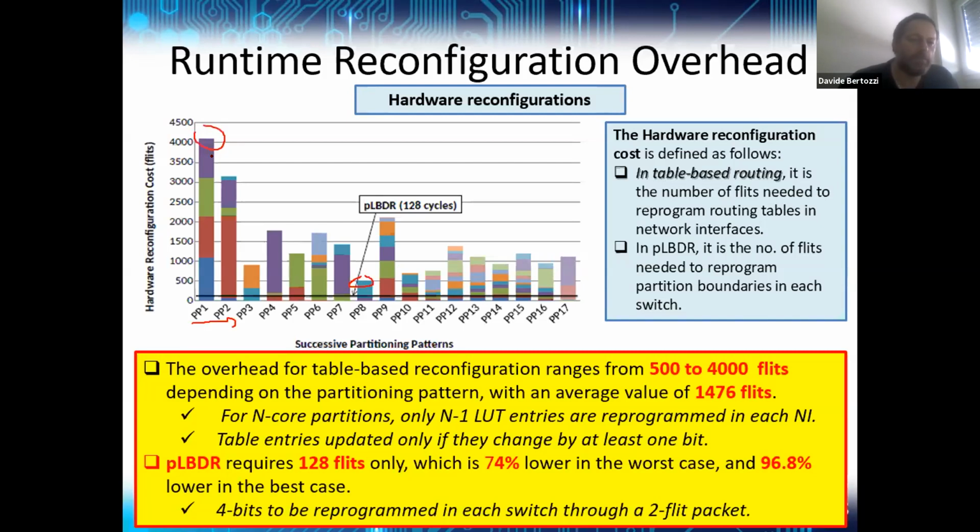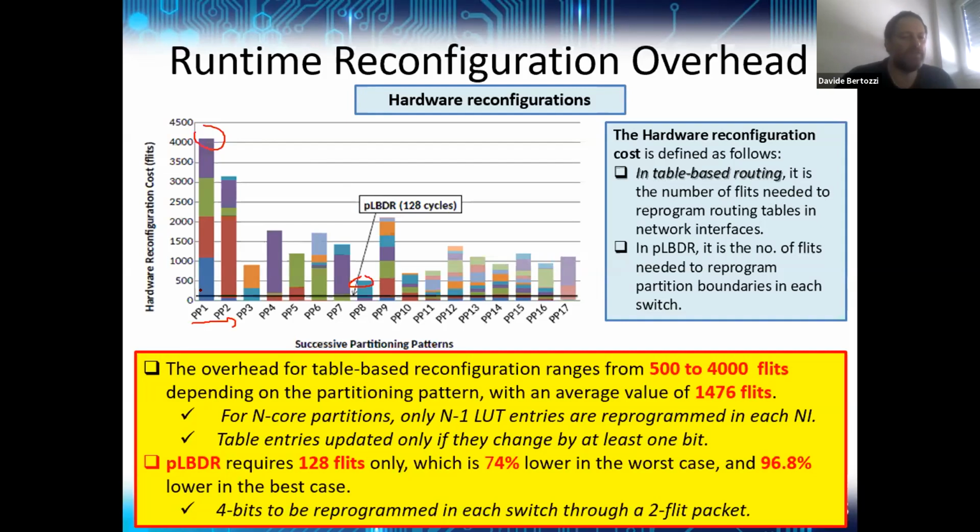And here there is a breakdown. There is the amount of information that you have to reprogram for every partition. So we can look at the grand total. The order of magnitude is hundreds of thousands of flits to be programmed during a reconfiguration. For PLBDR, remember that we need just to reprogram 4 bits for every switch. And in order to do that, we conservatively assume a 2-flit reconfiguration packet for every switch. So overall, the overhead for LBDR is only 128 flits.